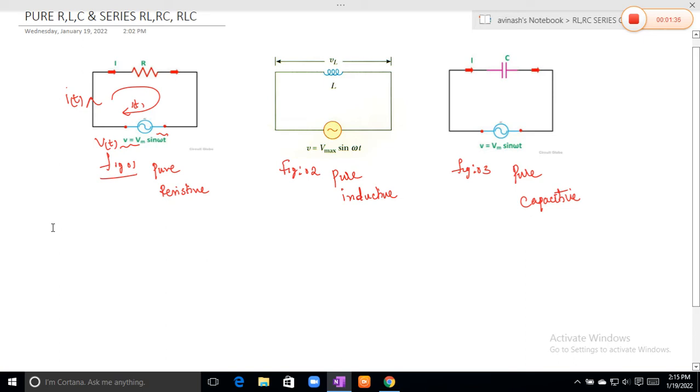First of all, the current flowing through this part is I of t equal to V of t upon R. What is V of t? V of t is Vm sin omega t. So I of t is Vm sin omega t divided by R. We can also write this as Vm by R, which is Im, into sin omega t. So this will be the current equation.